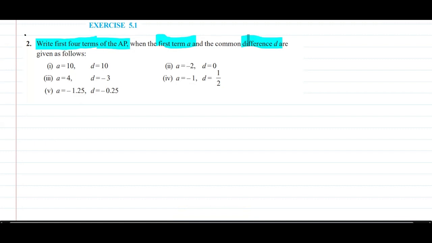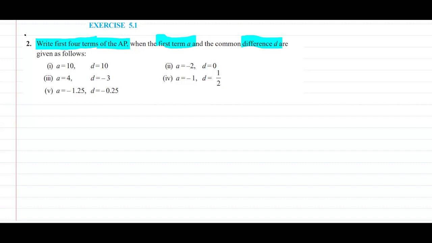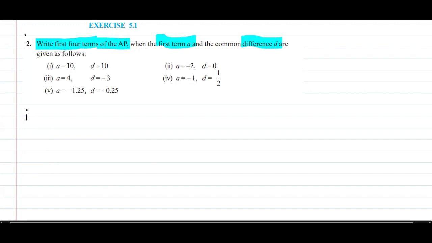So they have given us what is A. A will represent the first term, okay, and they've given us D also. So it's quite easy question. Now let's get started. Let's start with the first question. So the first question is A, the value of A is equal to 10. Okay. And the value of D is equal to 10.